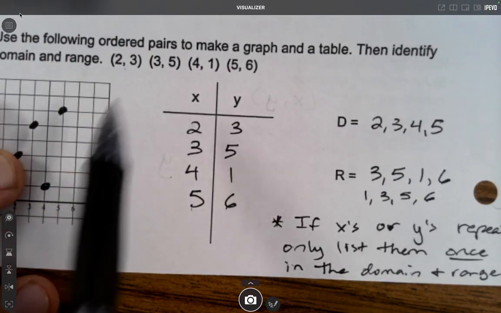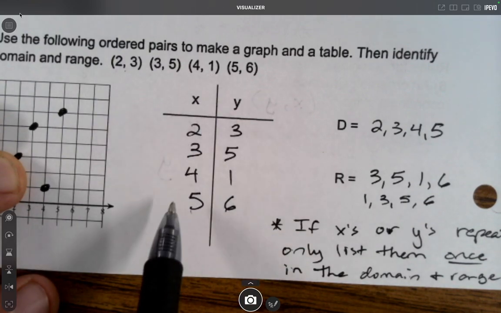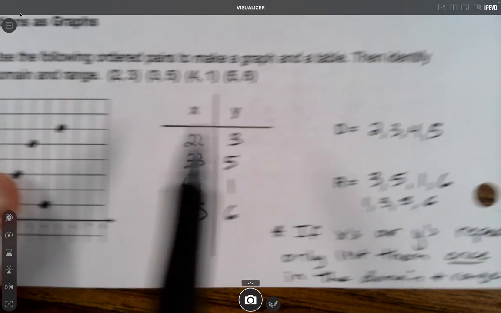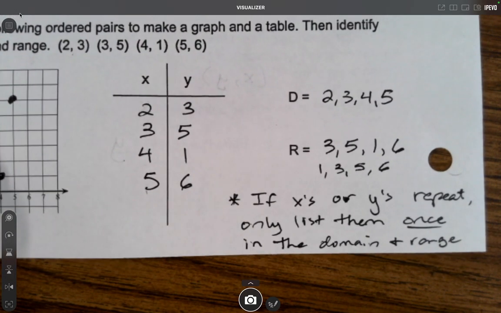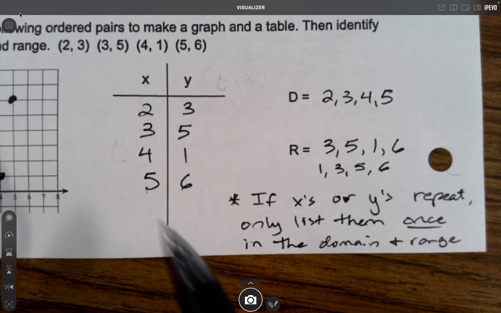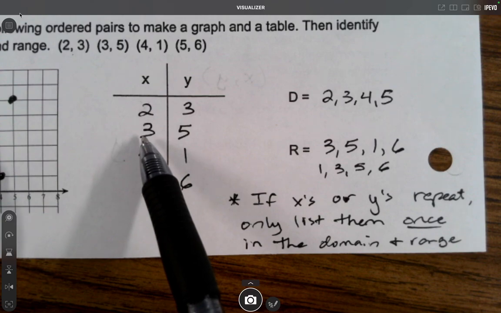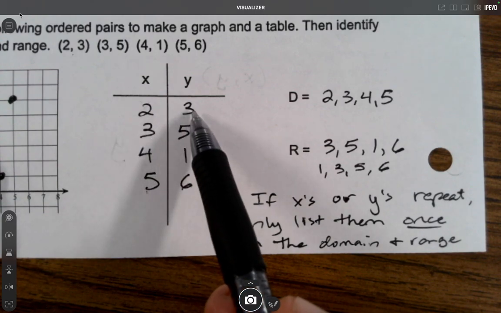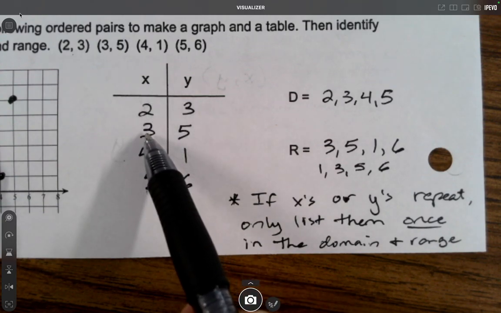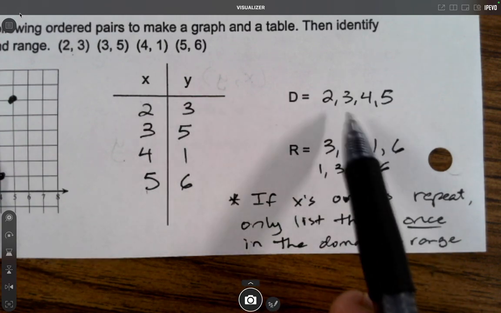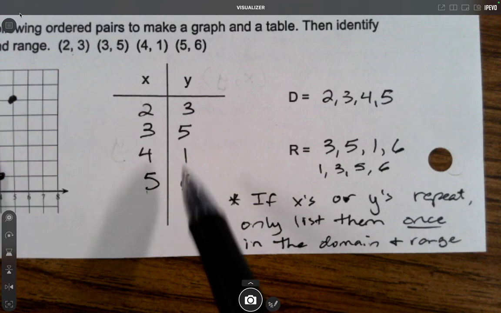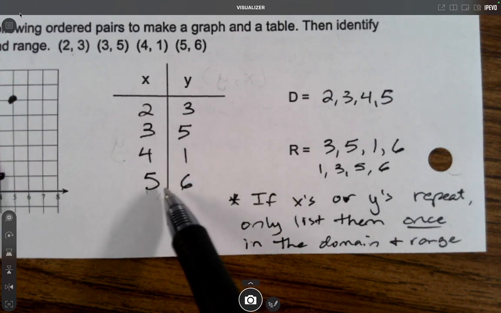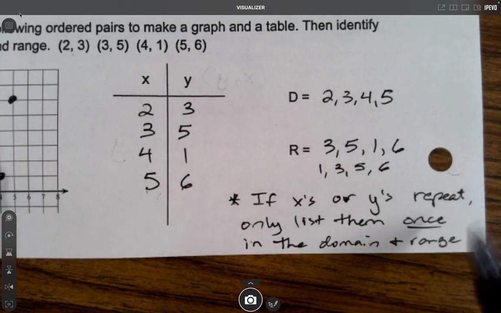Now, things can repeat in ordered pairs. Things can repeat in tables. Things can repeat in graphs, but they cannot repeat in the domain and range. So first I want to make sure you see what I'm not saying. I'm not saying the same number can't show up in the x and the y, because x has 3, y has 3. That's fine. It's okay, because you need to know the domain contains 3, and so does the range. Same with 5. They both have a 5. That's fine. That's not the repeat I'm talking about.